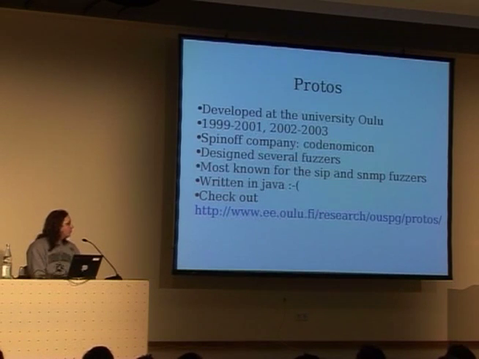The first one is Protos. This one's developed at the University of Oulu. It was initially developed in '99 until 2001, and some other people picked it up again in 2002, 2003. And then somewhere this year, somebody picked it up again, and they developed an IPsec fuzzer, well, some of the IPsec stuff. And pretty much lots of people were vulnerable again. So this is, I guess, actively ongoing.